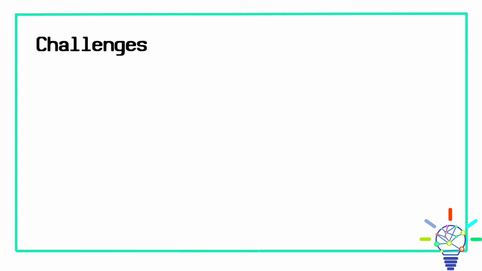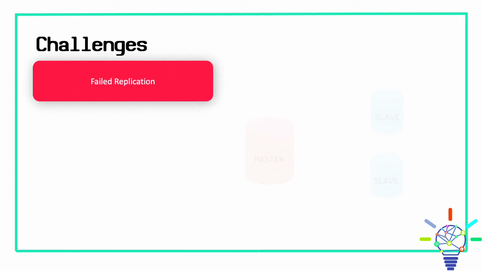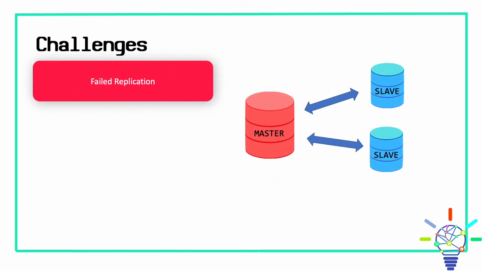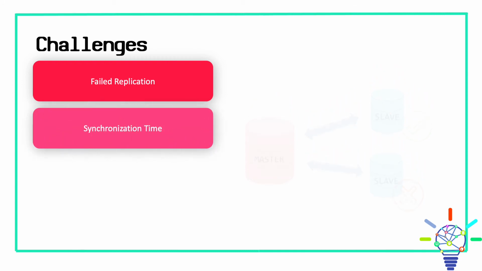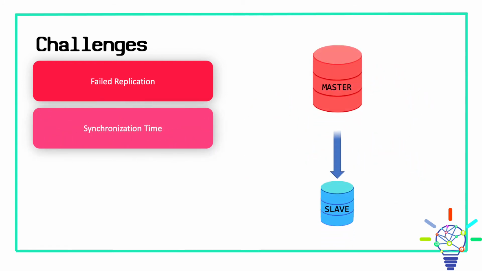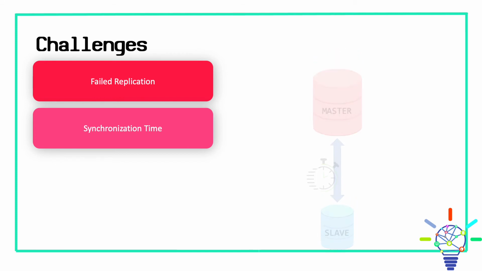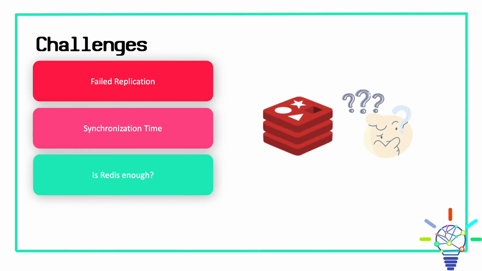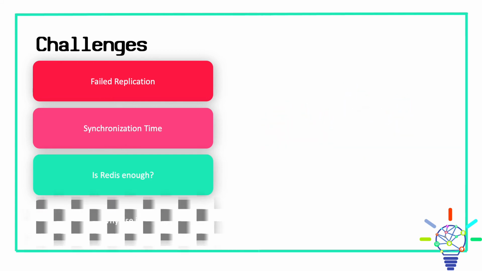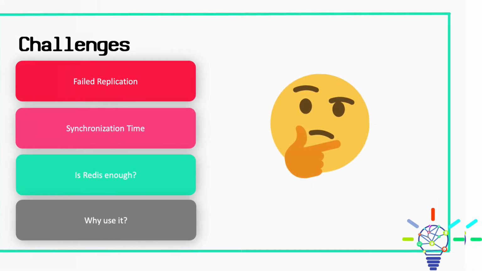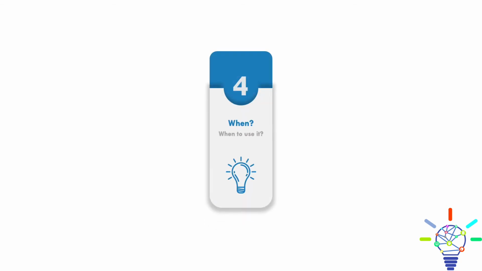Let's review the challenges that come along while employing master-slave architecture. What do you do when you have a failed replication? You need to take care of these cases with extreme caution. How long should the synchronization between the master database and slave database take? You need to estimate this time based on your application design. Wouldn't Redis suffice? Using Redis may solve the problems which master-slave architecture solves, but not in all cases. Why should you bother to use master-slave in the first place? Now that we have understood the challenges behind this architecture, let's understand when using this will make more sense in our system design.